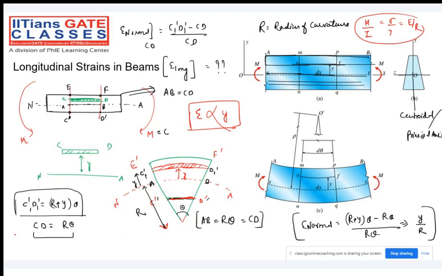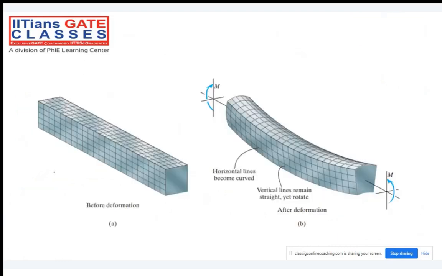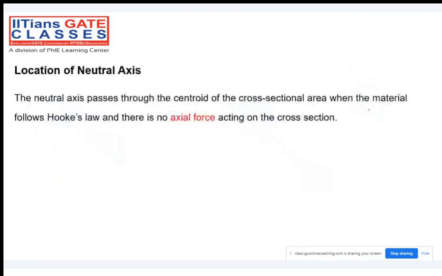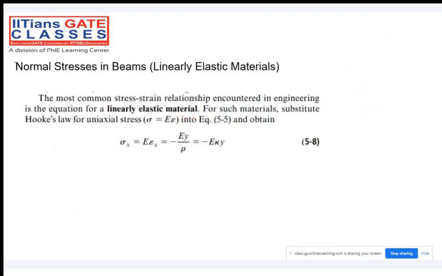Now, is it done, all of you? As you can see, before bending deformation and after bending deformation, these lines are straight. These lines are not curved like this. Why? Because strain is directly proportional to y. Not believing? Check it out. I'm telling you once again, this is a proof of what we are getting. Let me show one very, very important point.